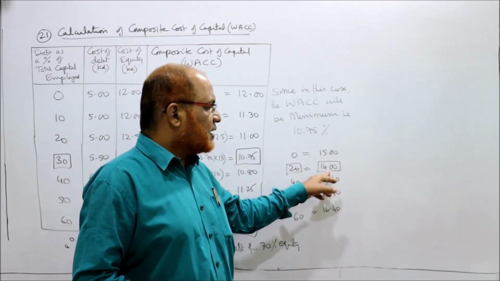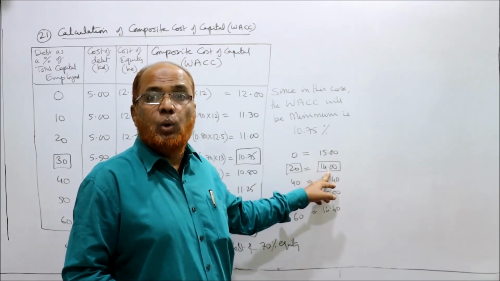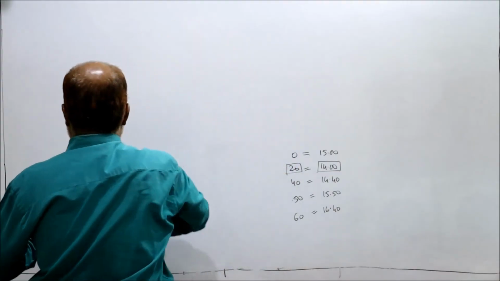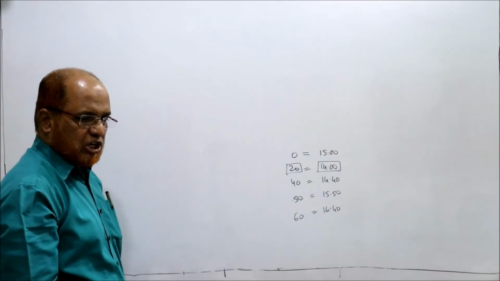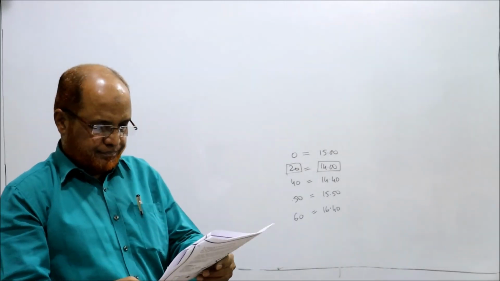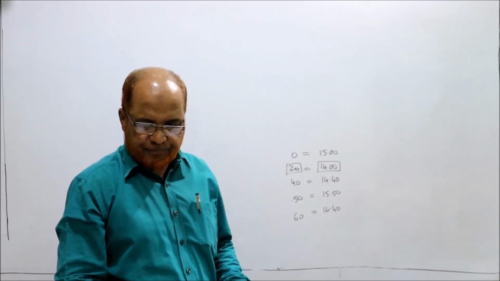Since in this case the composite cost of capital is the lowest, that is 14%. So you can copy down this answer for your verification. Next, 23rd problem. Problem number 23.